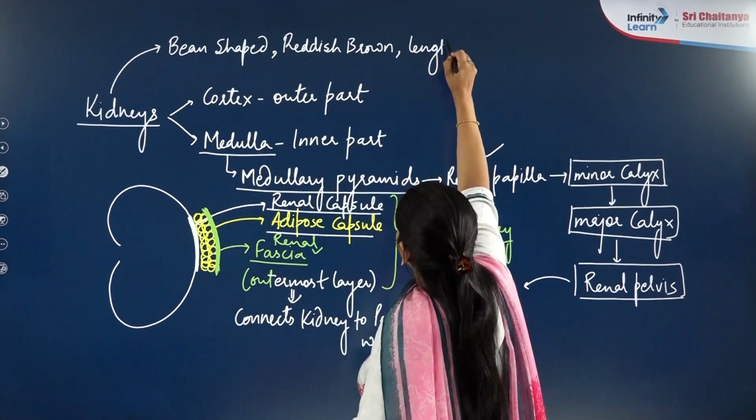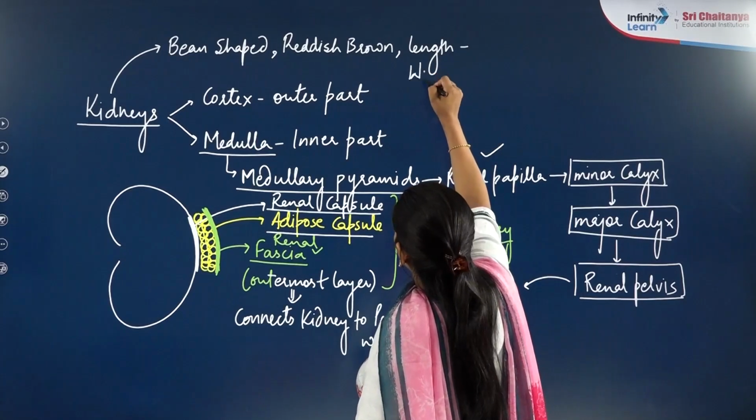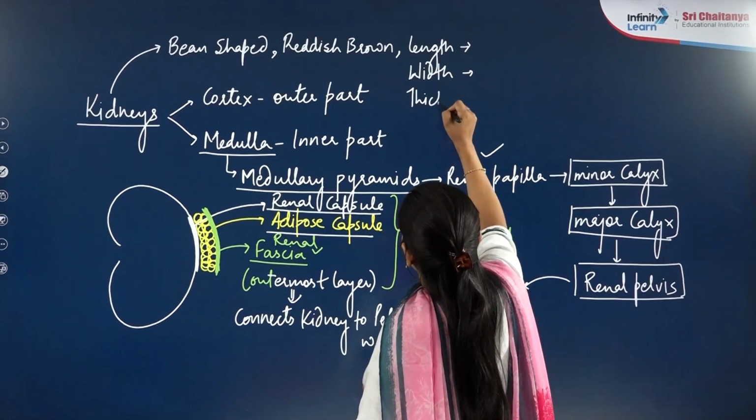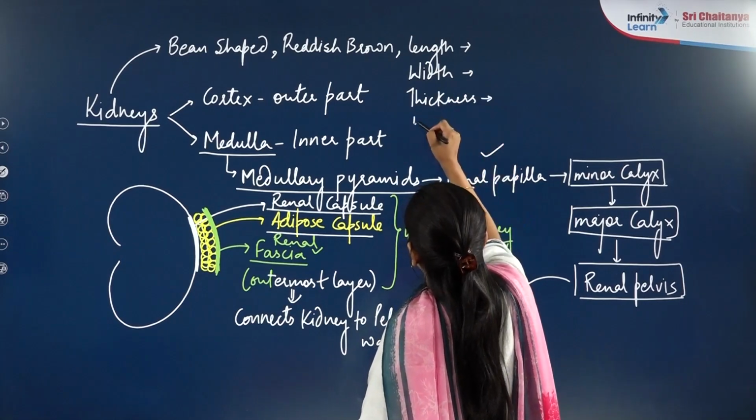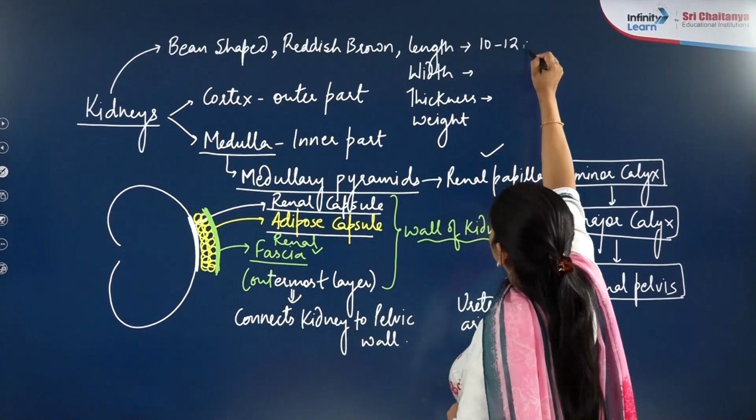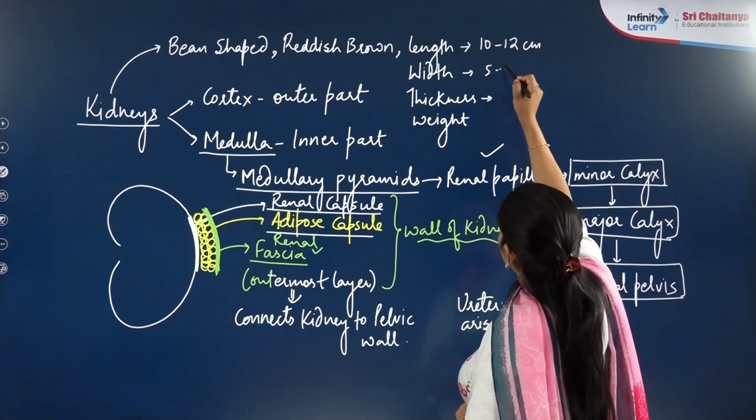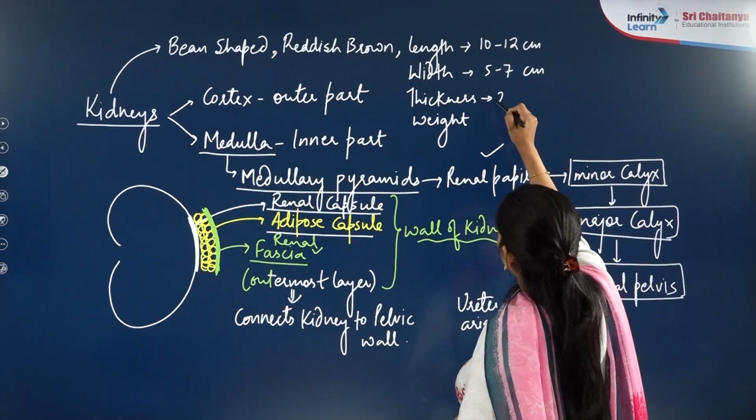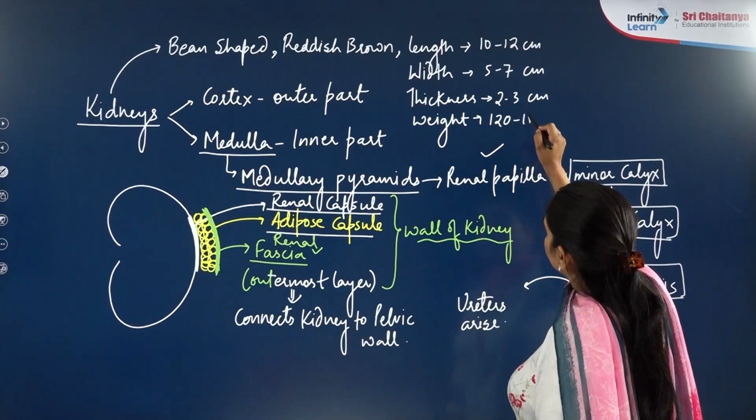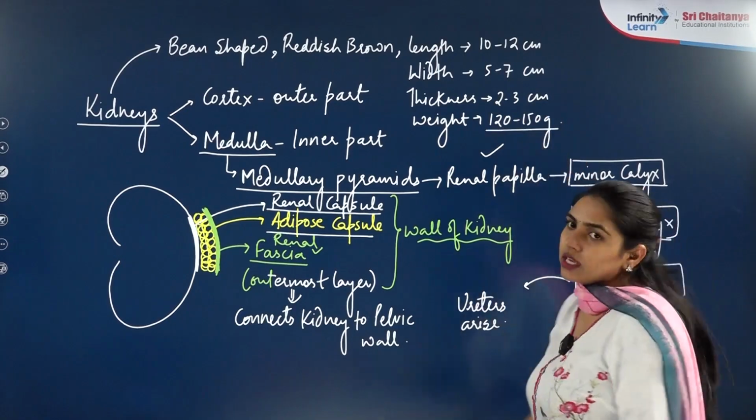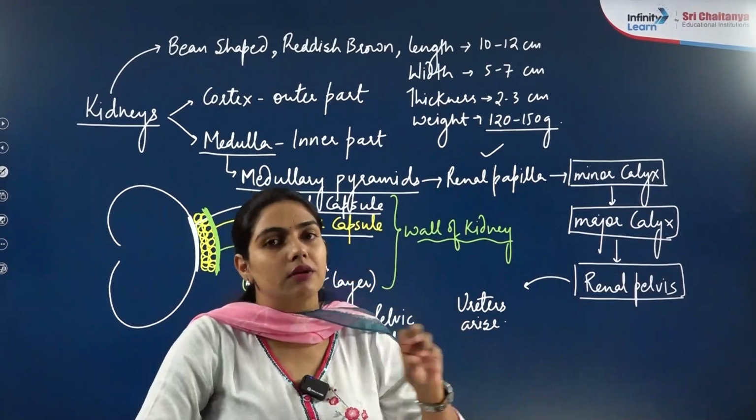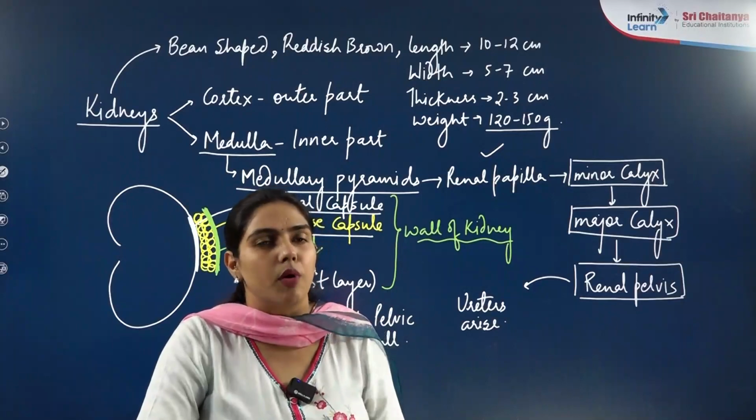And also what is given? Length of the kidney, width of the kidney, thickness of the kidney, and weight of the kidney. So 10 to 12 centimeter is the length, right? Then 5 to 7 centimeter is the width. Then 2 to 3 centimeter is the thickness. And then 120 to 150 gram is the weight of the kidneys. All these dimensions of the kidneys you have to remember because all of them are given in NCERT, right? So it is very important.